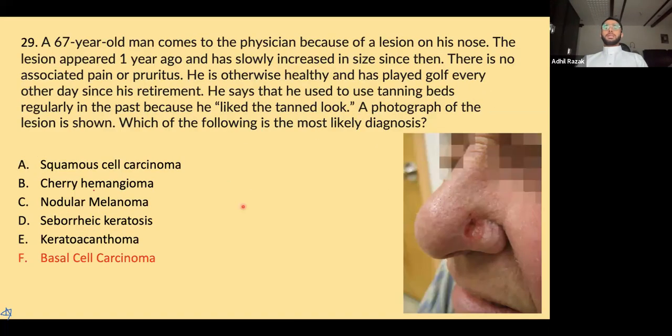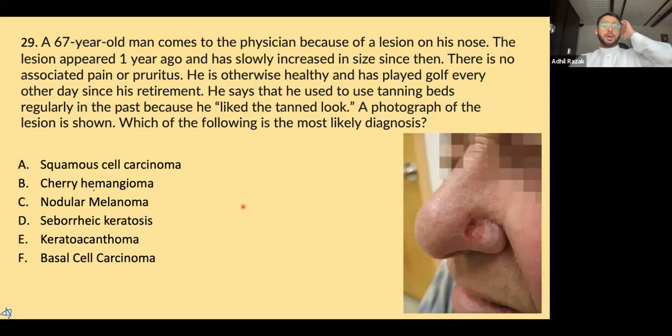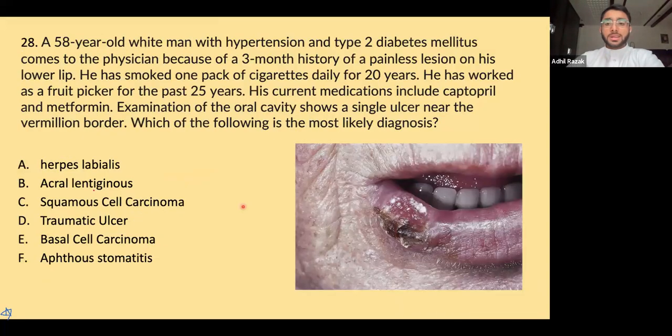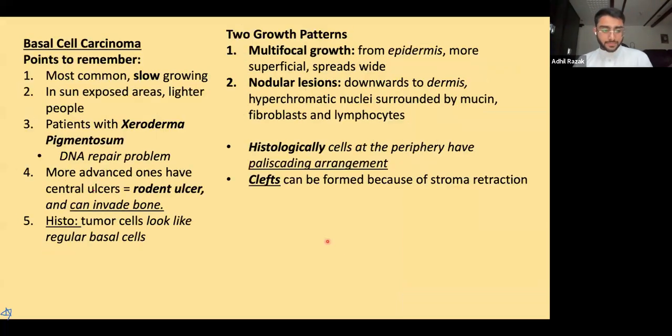So how do we tell them apart? Basal cell carcinoma is the most common one. They are slow growing. For this patient, he has a 3-month history of a painless lesion. But with this patient, it appeared 1 year ago, but it has very, very slowly increased in size. So these are slow growing, and these happen once again in sun exposed areas, in lighter people.